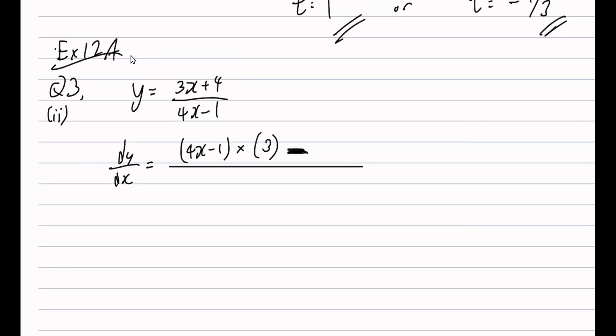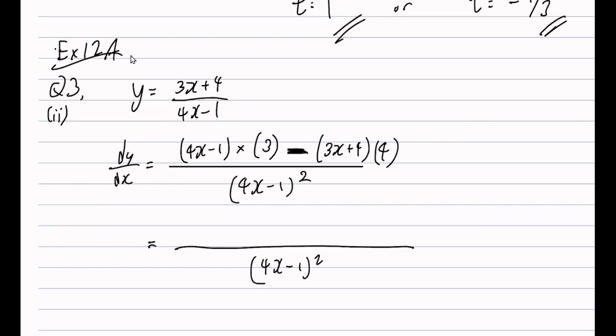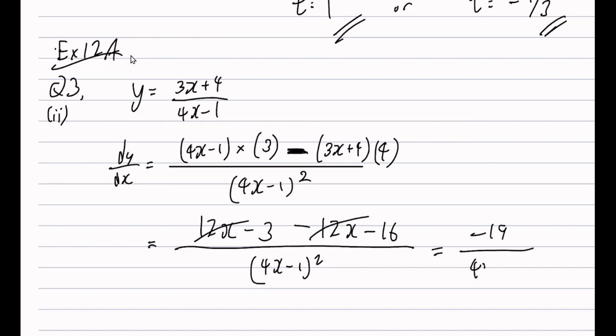Less is minus, and high d low is a 4. All divided by the bottom squared. I'm going a bit fast. Is that okay? Good. This one is 3 times 4, 12x minus 3. This one is minus 12x minus 16. They cancel off. Minus 3 minus 16, negative 19, all over (4x minus 1) squared. Okay, very good. Now we can move on.